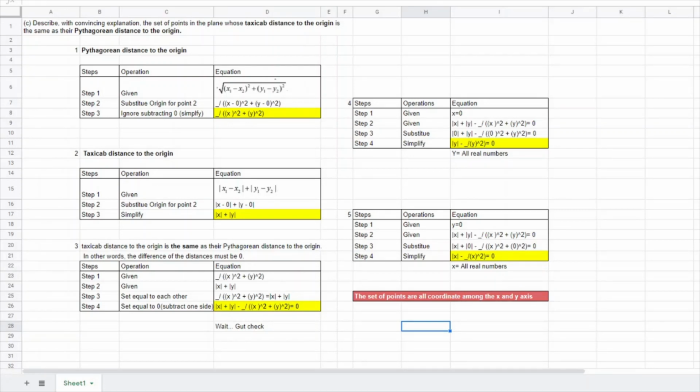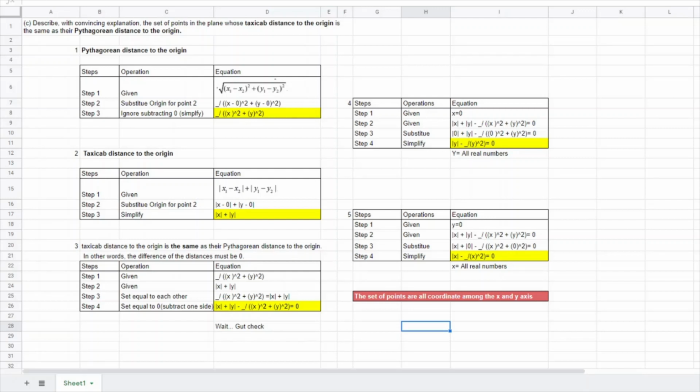I'm going to be doing part C, which goes: describe, with convincing explanation, the set of points in a plane whose taxicab distance to the origin is the same as their Pythagorean distance to the origin. Part 1, you're going to be taking the Pythagorean distance to the origin. Step 1, you're going to be taking the given equation for the Pythagorean distance. Step 2, you're going to be substituting the origin in there. Step 3, we're going to be ignoring those zeros because subtracting by 0 means you're basically doing nothing to the equation.